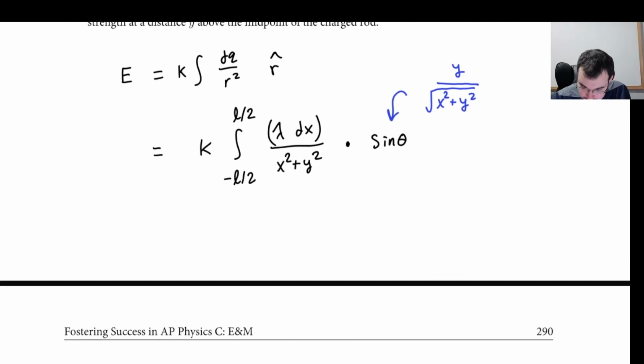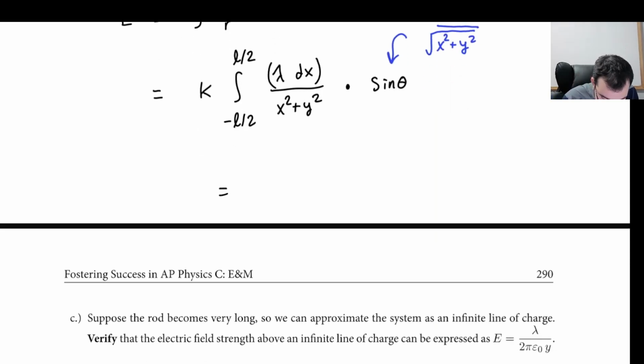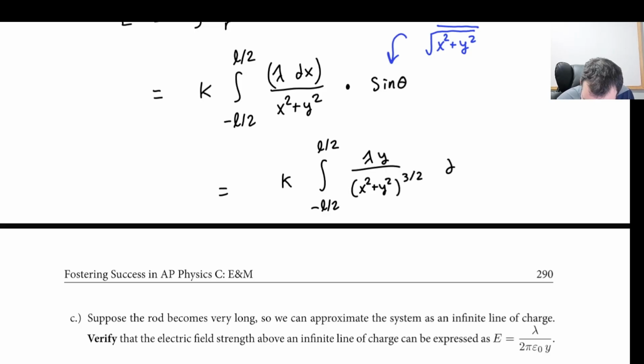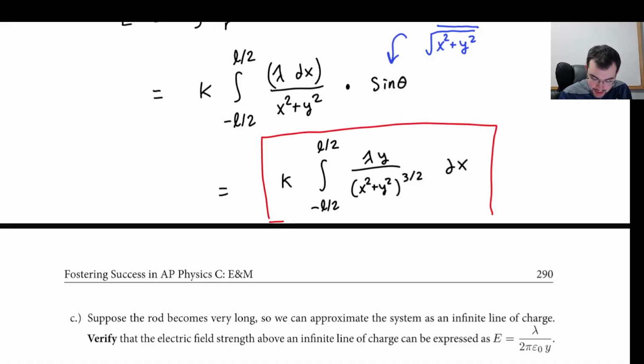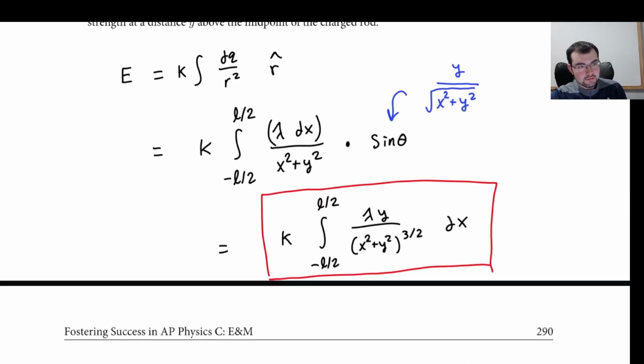So this simplifies to k times the integral from negative L over 2 to L over 2 of lambda y divided by x squared plus y squared all to the 3/2 times dx. And we could factor out the lambda and the y, like we could have done with the lambda in the previous problem. Yeah, again, this is not fun to try to do, because this is an integral with respect to x. So a u sub isn't going to help us here.